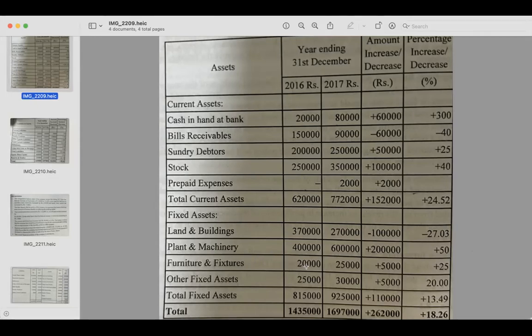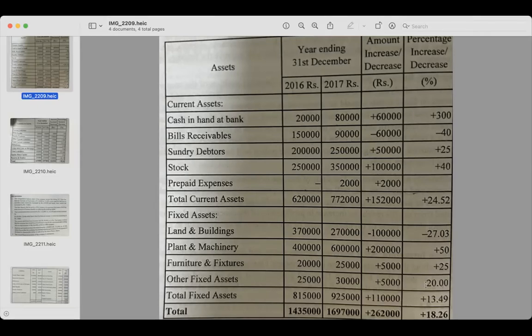Furniture and fixtures, 20,000 and 25,000. 5,000 is the increase. An increase of 5,000 by 20,000 into 100 is 25%. Fixed assets, 25,000 and 30,000. Therefore, you see an increase of 5,000, 5,000 by 25,000 into 100 gives you 20%. 20% positive. This also is positive.